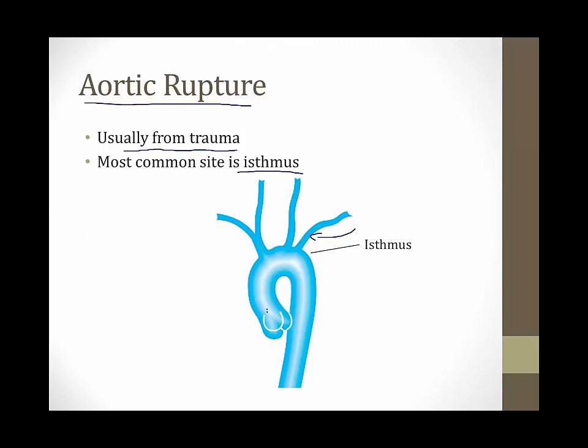Your aorta has some elasticity in the proximal portion in the arch. It then becomes very rigid in the descending and abdominal aorta. That transition from stretchy and elastic aorta to rigid aorta occurs in the isthmus, and that's a vulnerable place where aortic rupture can occur, and once again this usually happens secondary to a major trauma.